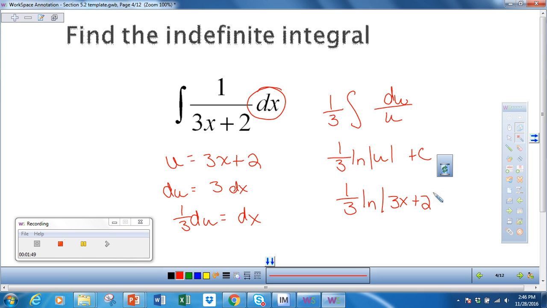Now you may be asking, why am I putting absolute value symbols around this? Well, we have to remember that the domain of natural log is from 0 to infinity. So in order for me to evaluate this, I have to remember that u has to be greater than 0.